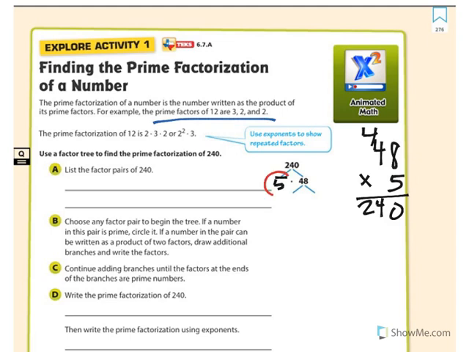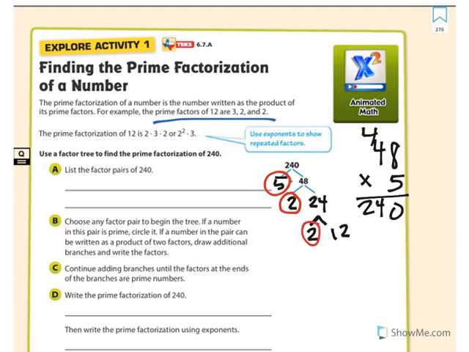Now 5 is a prime number, so I'm going to circle it, but 48 is not. So something times something can give me 48. I know 48 is even, so let's do 2. 2 times 24 gives me 48. 2 is prime, so I circle it. Now 24 has its own factors. It's composite, so I'm going to multiply. Let's do 2 again. Oops, wrong color. 2 times 12 gives me 24.